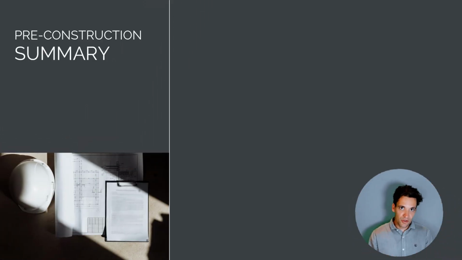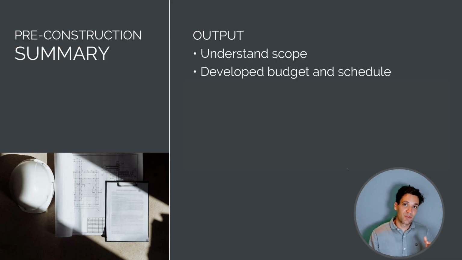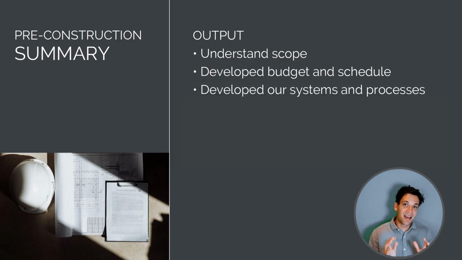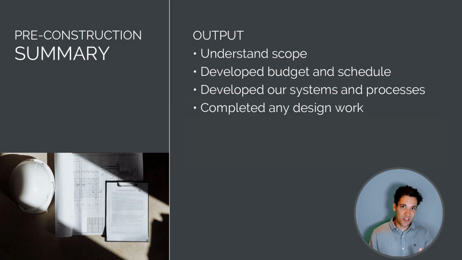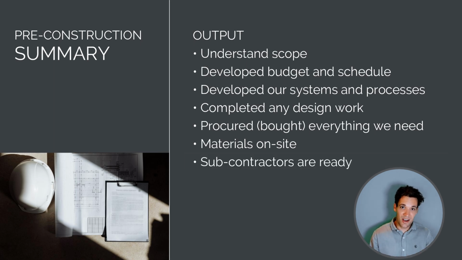So we've come to the conclusion of the pre-construction phase. Where are we up to? We understand the scope. We know what we need to build. We've developed a baseline, so a scope baseline, a budget, and a schedule. We've established the systems and processes we're going to use and follow to complete the project. We've completed any design work we need to do, and we've procured, so bought, everything we need to complete the project. Our materials are on site and our subcontractors are ready to start work.